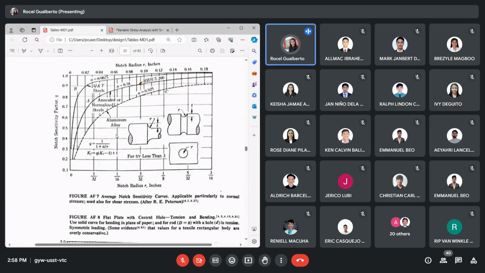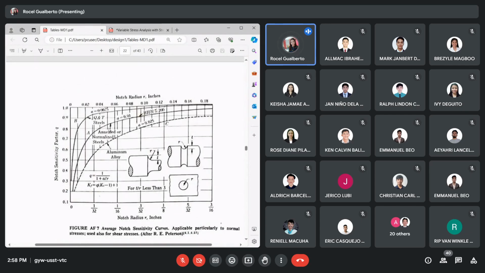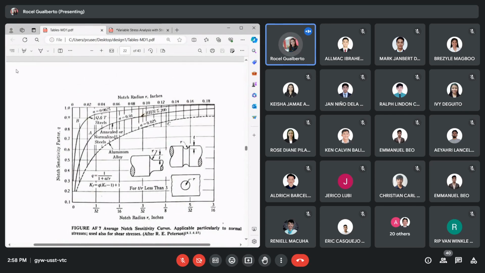So, how is it used? We will use it to obtain the value of q, the notch sensitivity factor. There are two ways on how you obtain the value of q. First is using figure AF7.